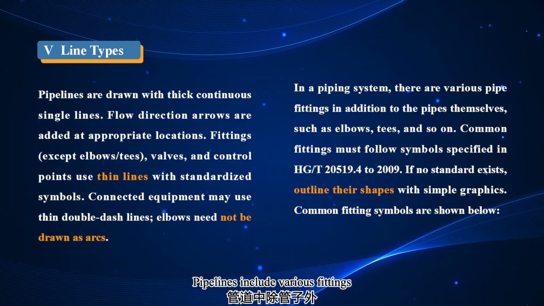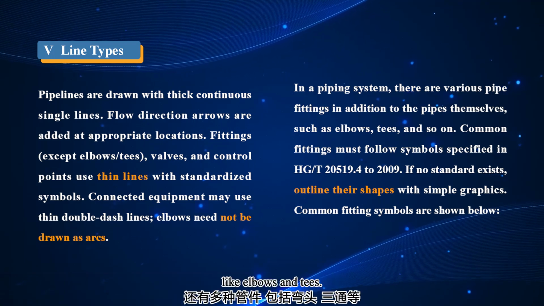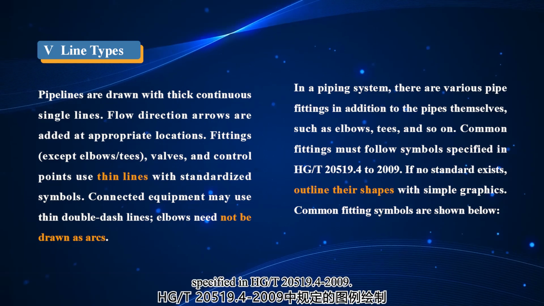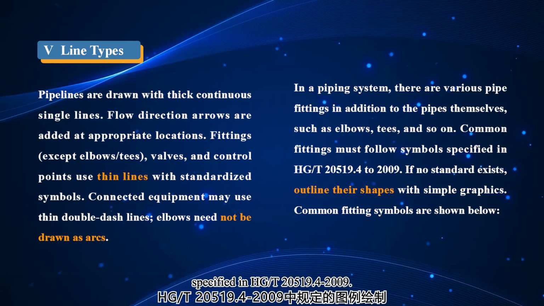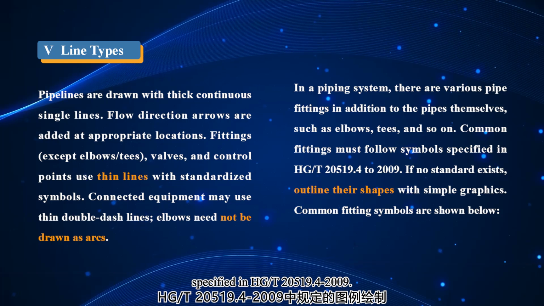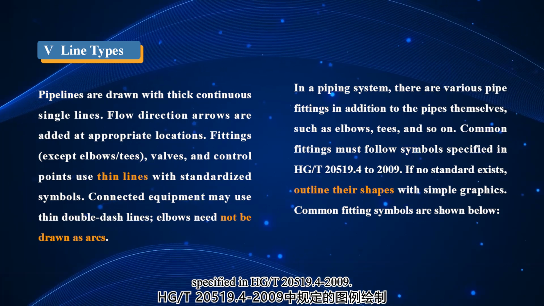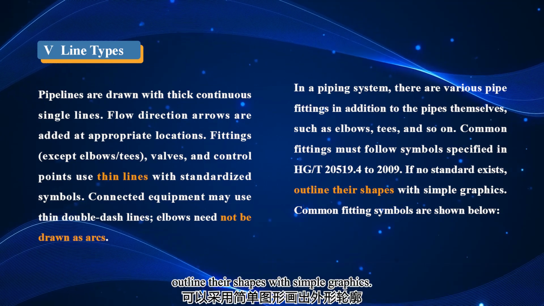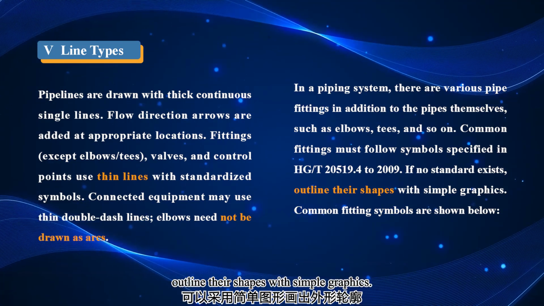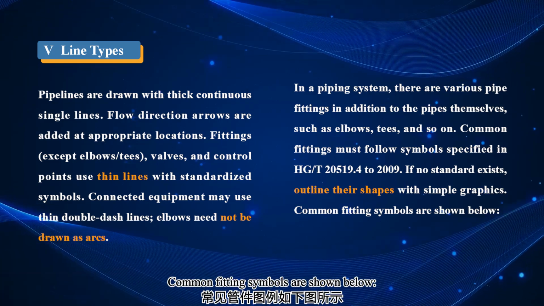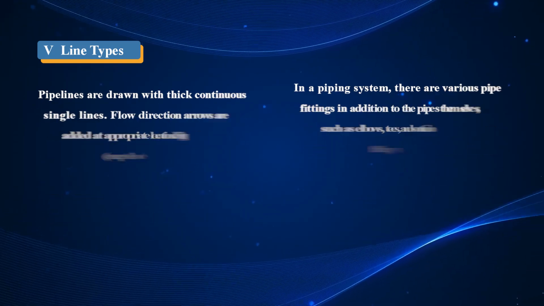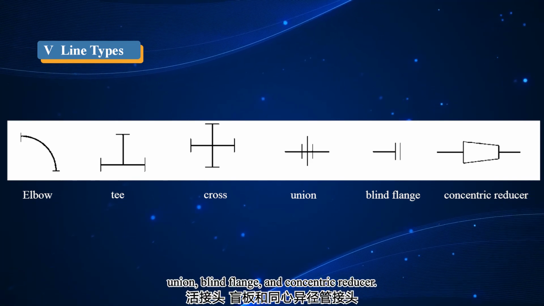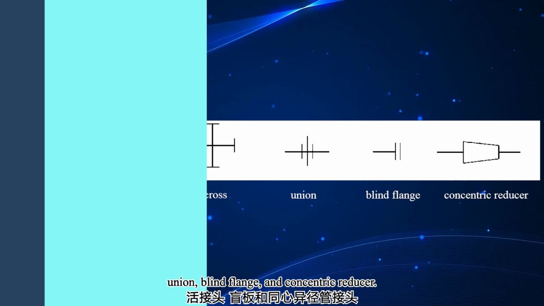Pipelines include various fittings, like elbows and tees. Common fittings must follow symbols specified in HG/T 20519.4-2009 if no standard exists. Outline their shapes with simple graphics. Common fitting symbols are shown below: elbow, tee, cross, union, blind flange, flange, and concentric reducer.